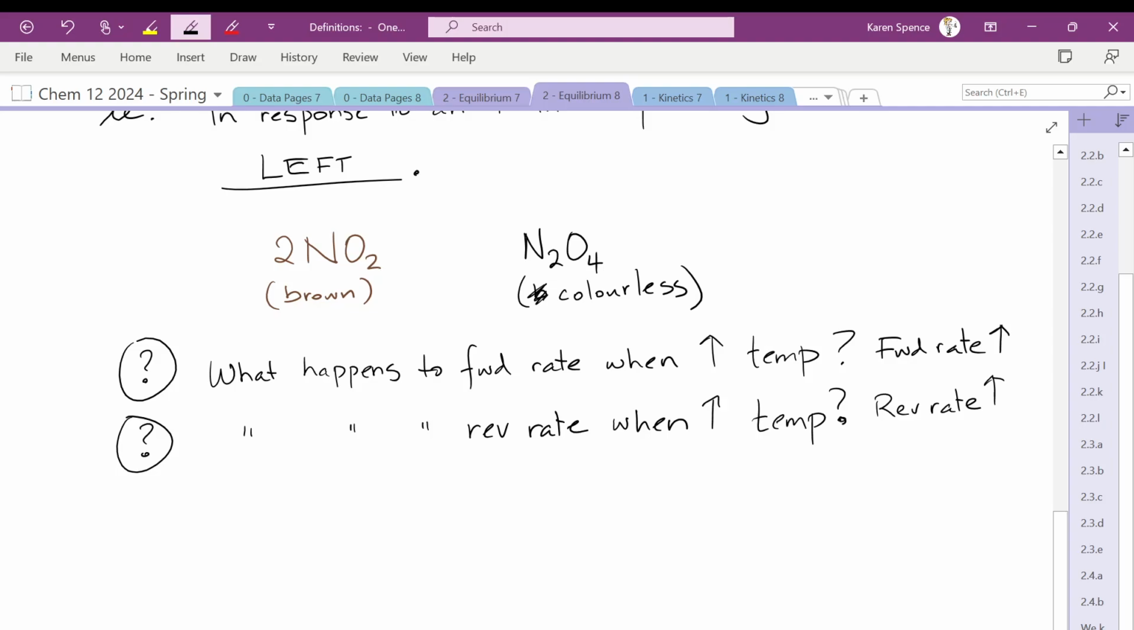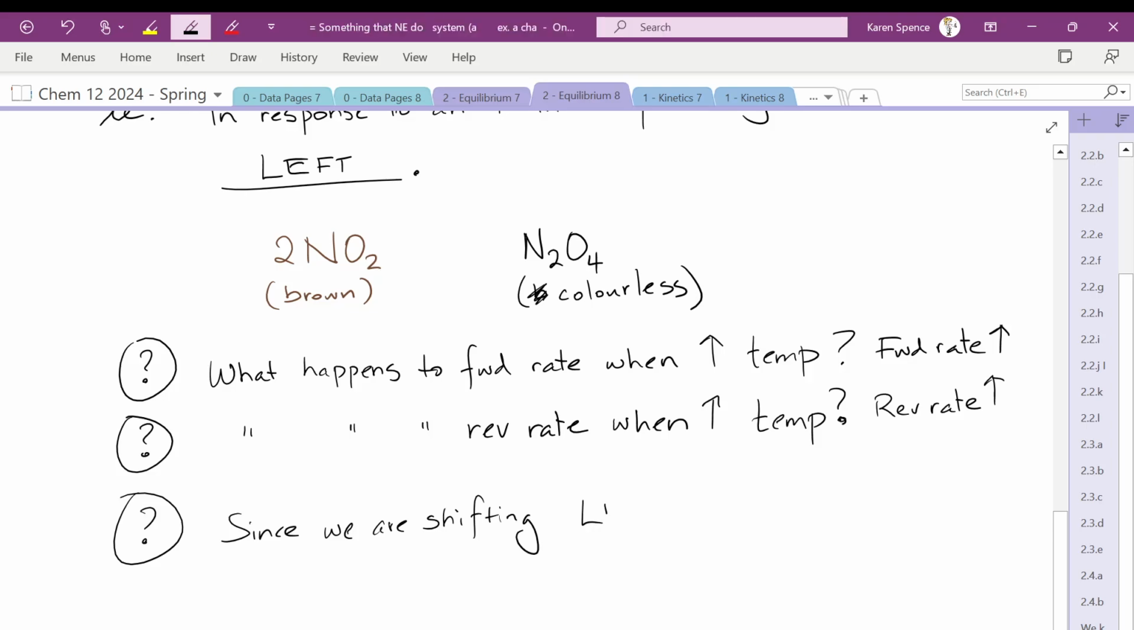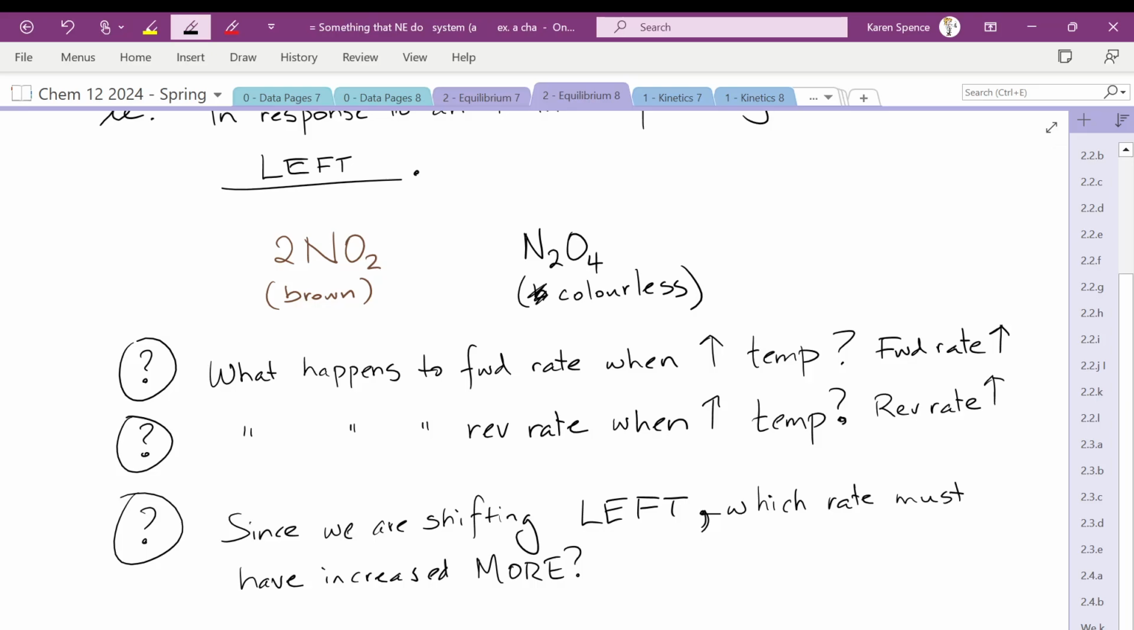Tell your partner that one, okay? Have a chat with your partner about that. Since we are shifting, which rate must have increased more? The reverse rate.